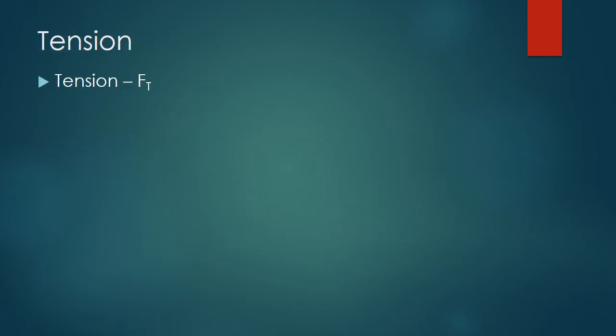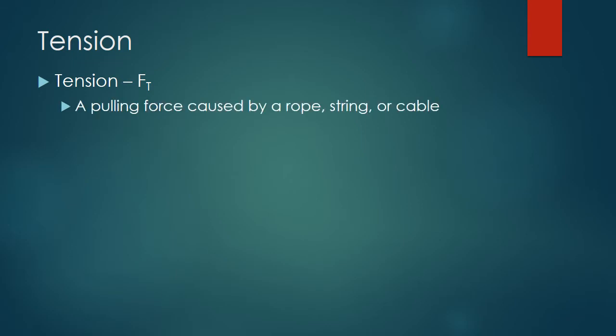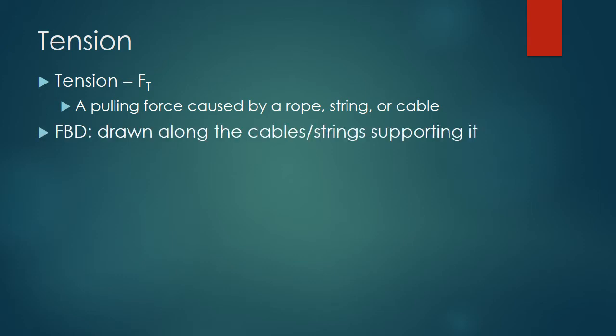Tension is another force. Force due to tension, abbreviated F sub T. It's a pulling force caused by a rope, a string, a cable, a chain, whatever. In free body diagrams, you draw the arrow along the cable or the string that's supporting the object. So you've got the force due to gravity straight down, the force due to tension up.